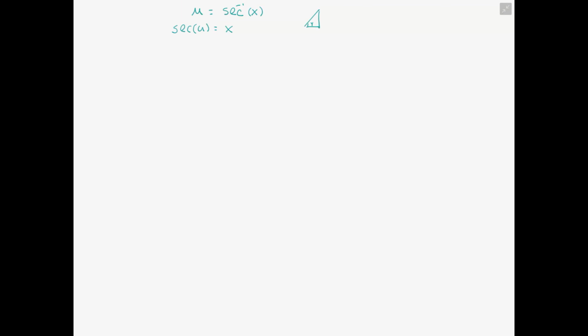So first, we're going to start out as we always do, and then we have secant of u equals x, and we make our right triangle, and u, and a, b, r, and secant is r over a, and that's x, so that means r is x, a is 1, and b is the square root of x squared minus 1.